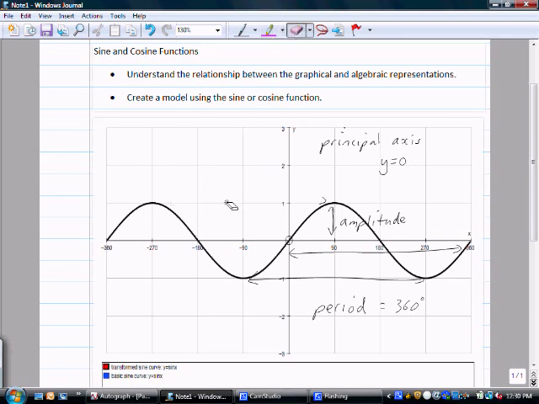Now when we start looking at more complicated graphs, we need to be able to understand how amplitude, period, and the principal axis are adjusted, so that we can construct the equation, or do it the other way around. If we're given the equation, we need to be able to look at that and understand the graphical features.